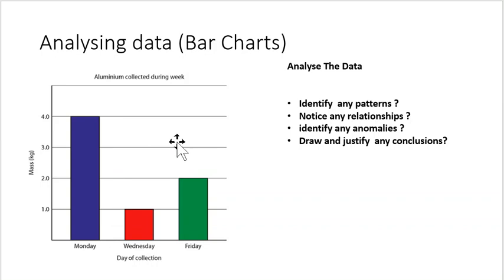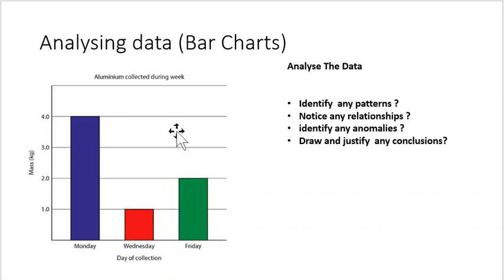So draw and justify any conclusions. What are some of the conclusions that we can come up with? Well, we can say that Monday is the best day in the week for collecting the aluminium. That's when the most amount of aluminium is going to come in. Wednesday seems to be the least busy time in relation to the collecting of aluminium, and then Friday things pick up again as well.